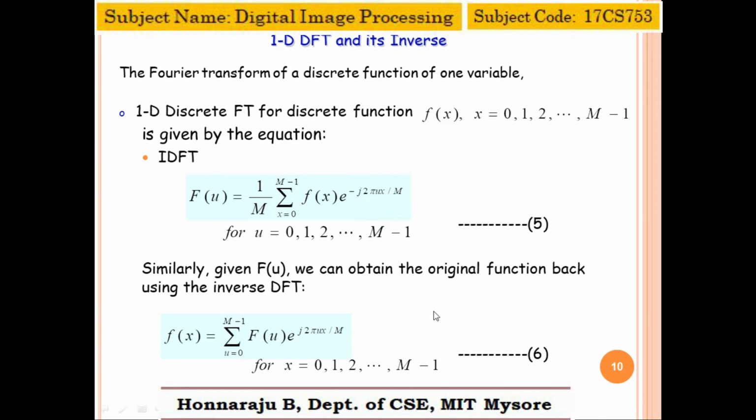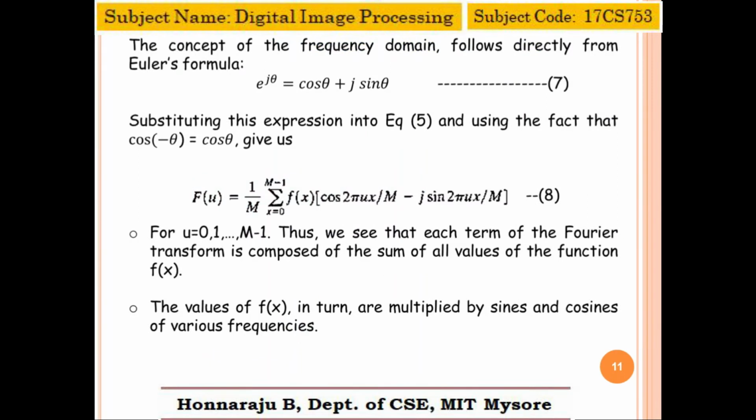Similarly, we can also obtain f of x from F of u by performing the inverse DFT, the inverse discrete Fourier transform. That is, f of x is equal to the summation of u from 0 to M minus 1 of F of u into e to the power of j 2 pi ux divided by M, where x is equal to 0 to M minus 1. So here the image is generated by the combination of illumination and reflection.